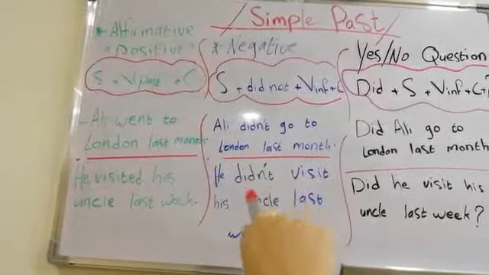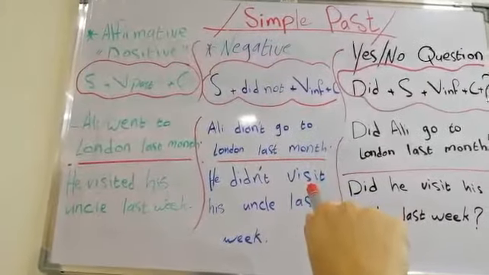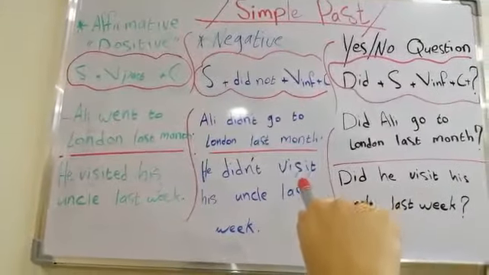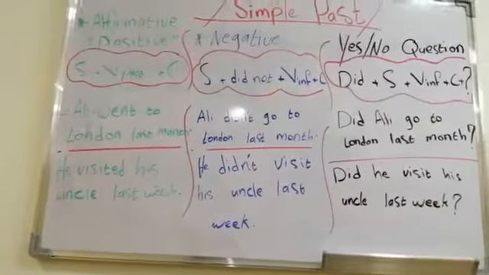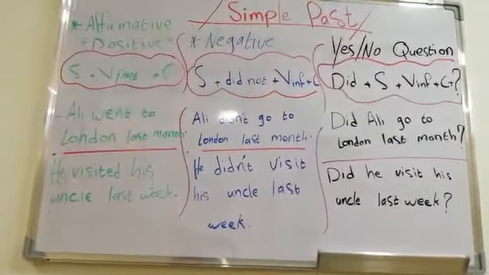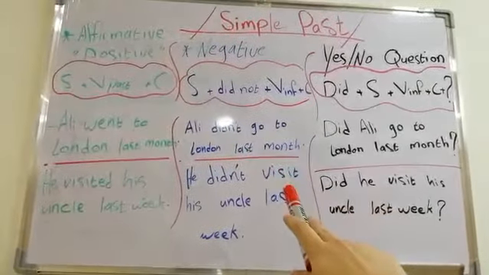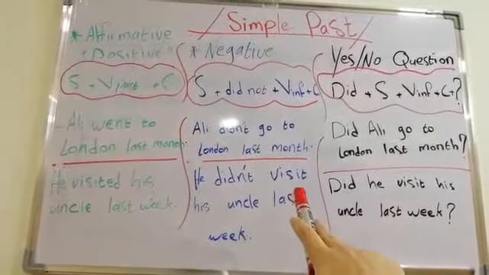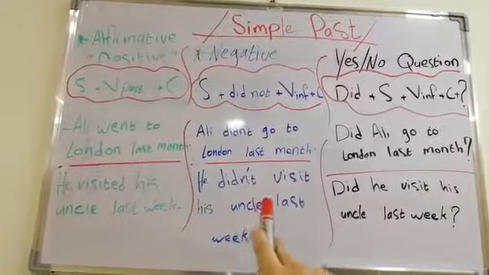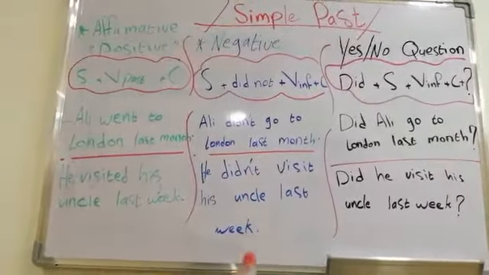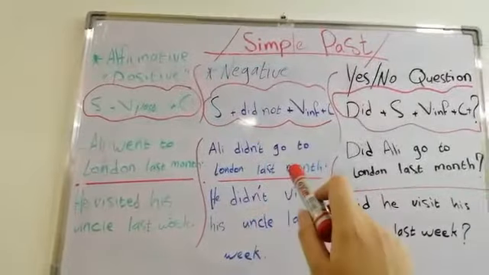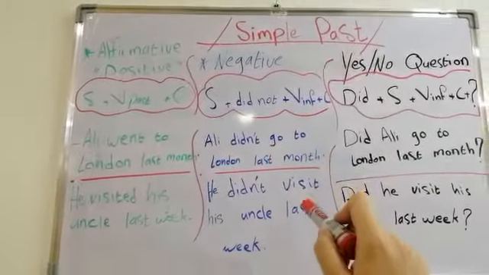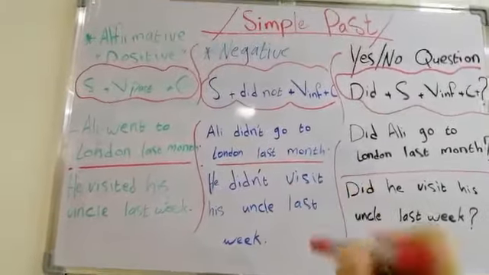بس نشوف didn't نستخدم إيش؟ infinitive form. What does infinitive form mean? In Arabic فعل مجرد. We don't add anything to the verb in the infinitive form. So he didn't visit his uncle last week. Can you see? Here we have didn't and here we have didn't. That's why we use infinitive form, go and visit.